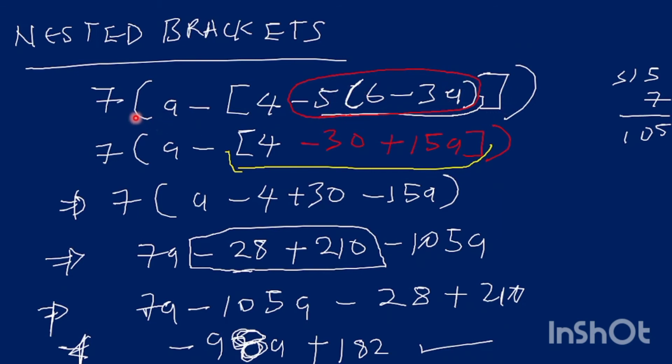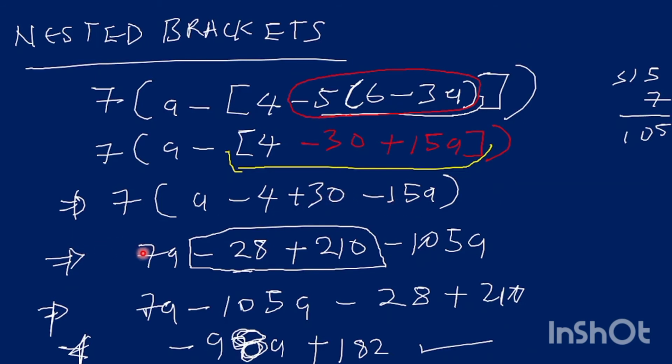Now, for you to be able to remove this kind of bracket, you have to first of all deal with the innermost bracket. The innermost bracket here is this one that has 6 minus 3a. So I first of all get rid of it, and every other thing remains the same. So that is 7 into a minus 4. Minus 5 times 6 will give me minus 30. Minus 5 times minus 3a will give me plus 15a. So this is equal to 7 into a minus 4 plus 30 minus 15a.